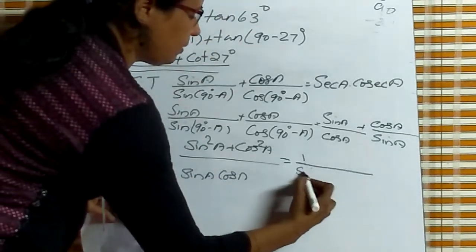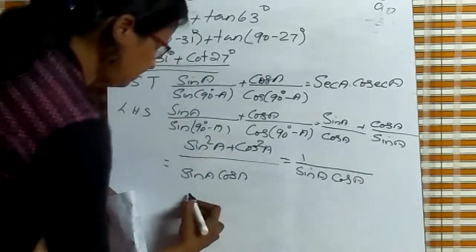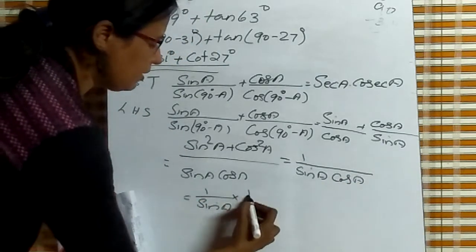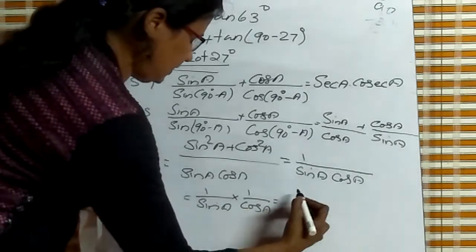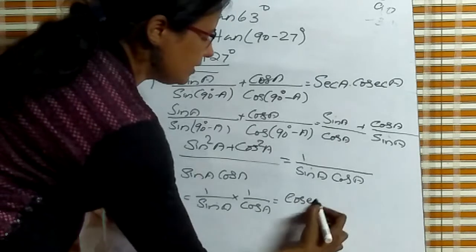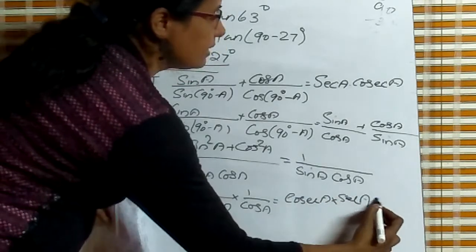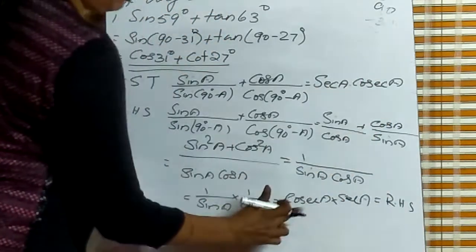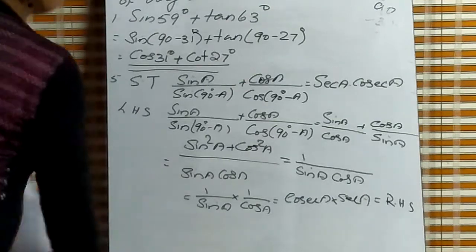1 divided by sin A into cos A equals 1 by sin A into 1 by cos A. What is 1 by sin A? 1 by sin A is cosec A, and 1 by cos A is sec A, which is equal to the RHS.